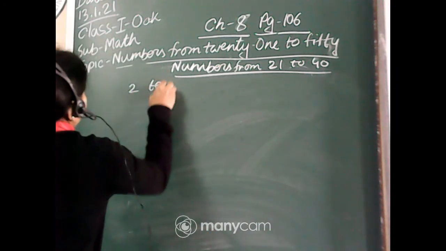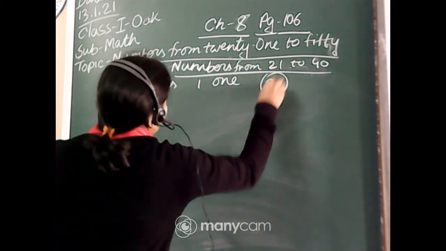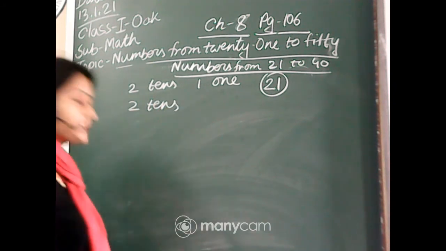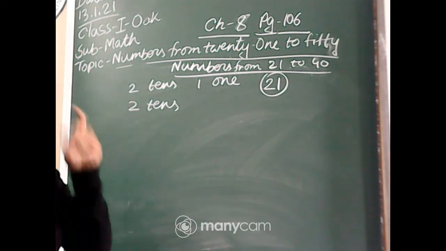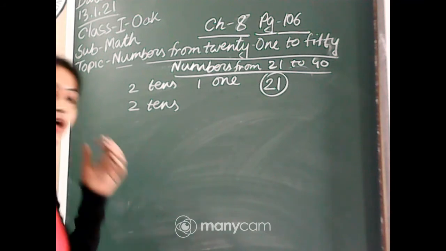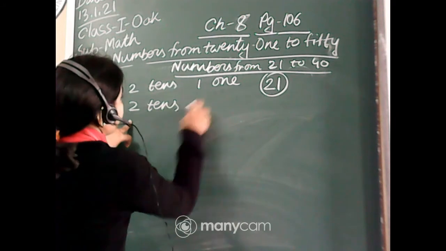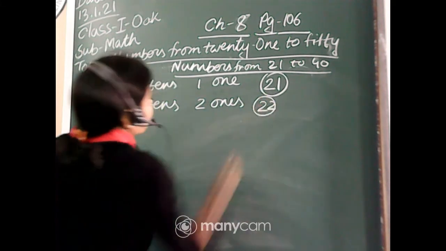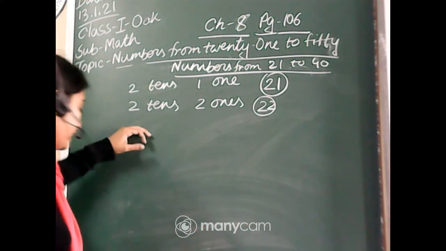2 tens and 1 one, the number is 21. Here 2 tens is missing. If the tens is missing, you have to draw tens. If the ones is missing, you have to draw ones. And if the number is missing, you have to write the number. These two are done. 2 tens and 2 ones, the number is 22.